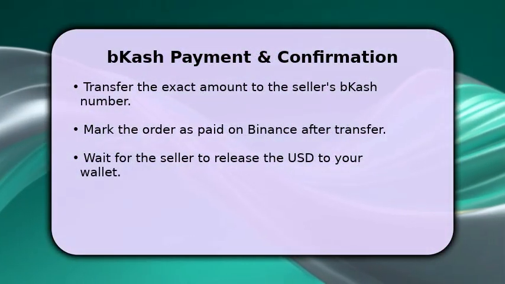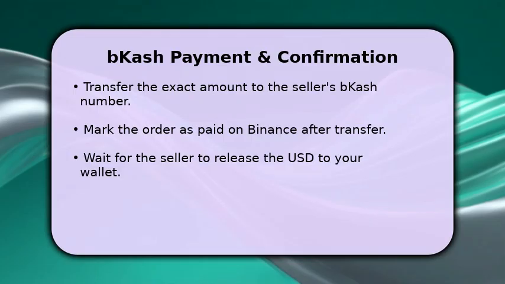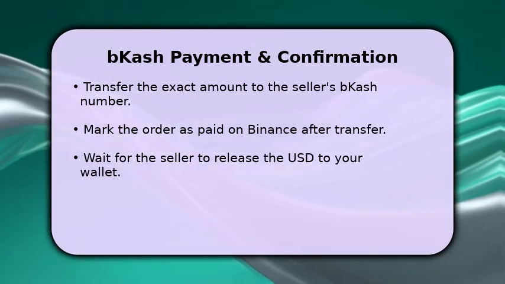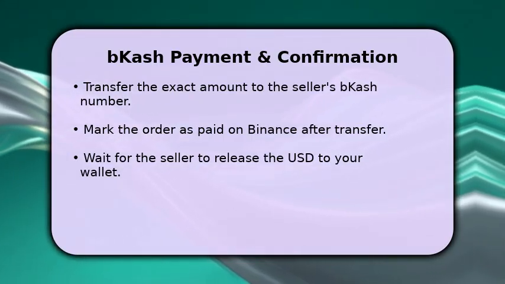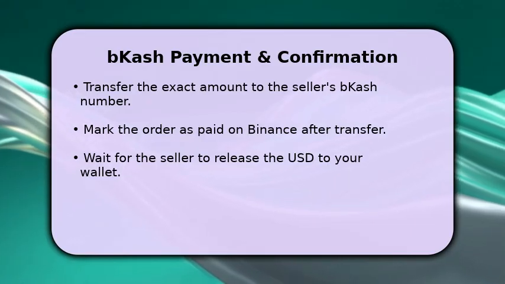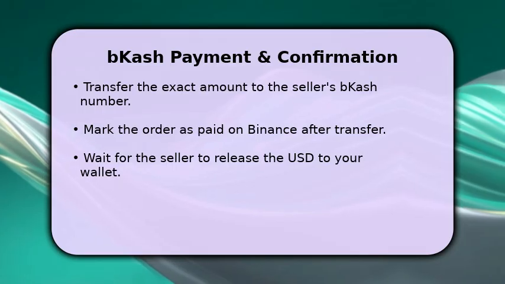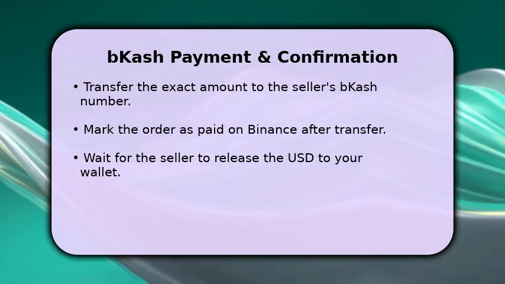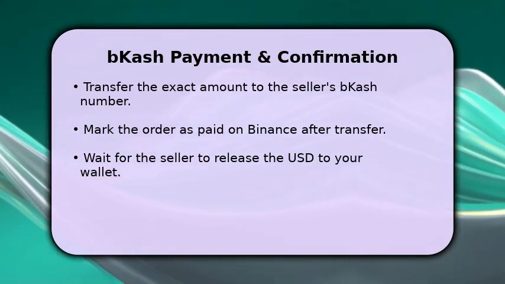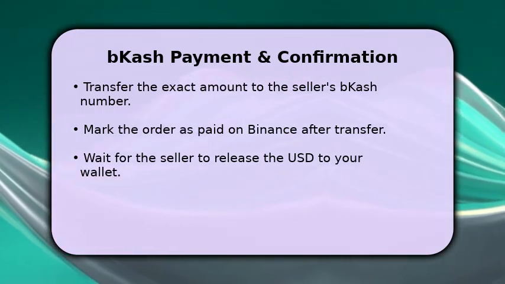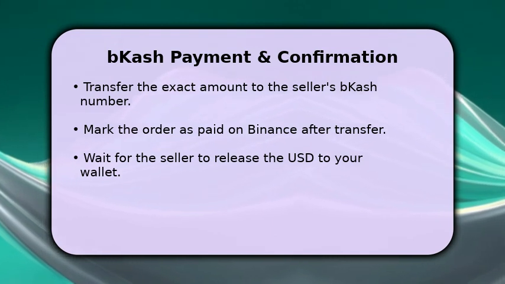After confirming your order, you'll receive the seller's Bkash number. Transfer the exact amount shown on the order to this number using your Bkash app. It's vital to transfer the precise amount. Once the transfer is complete, mark the order as paid on Binance. The seller will then verify the payment and release the USD directly into your Binance wallet.